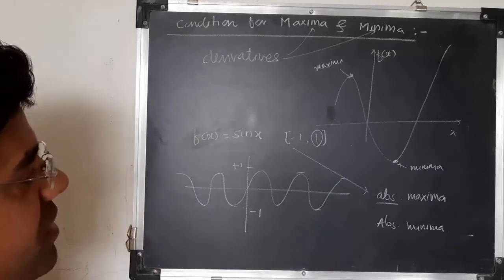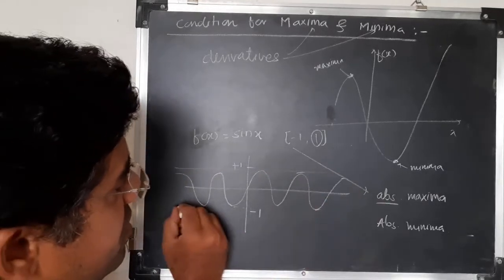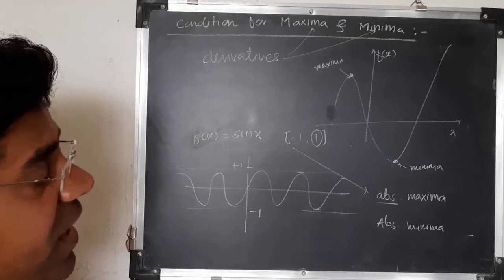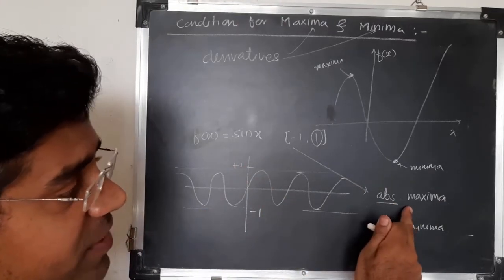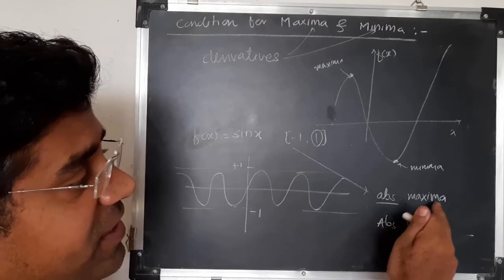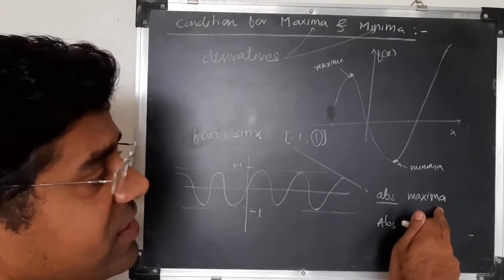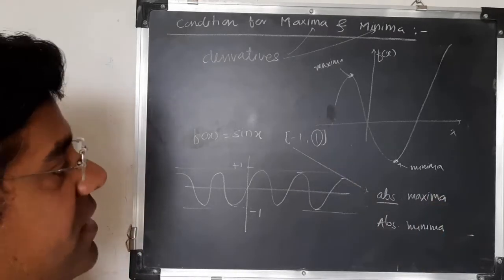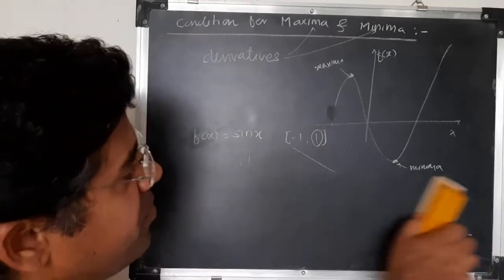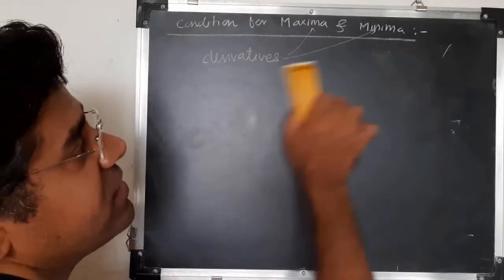In this case this is constant throughout, and the function value is not greater than this particular value. If your value is greater than this value, then we can't say this is your absolute maxima point. Is that clear? That thing you have to remember here.